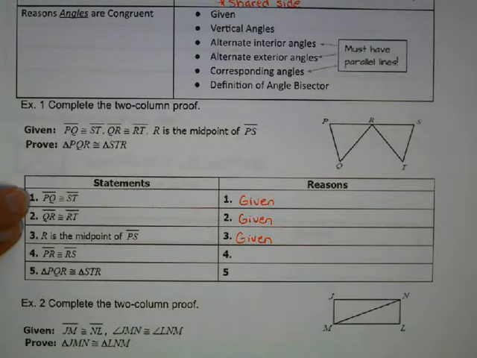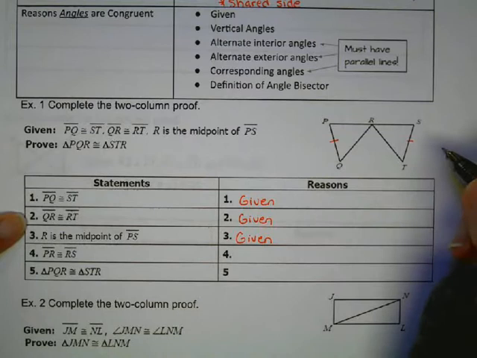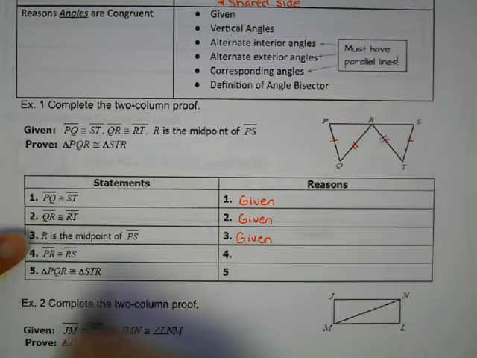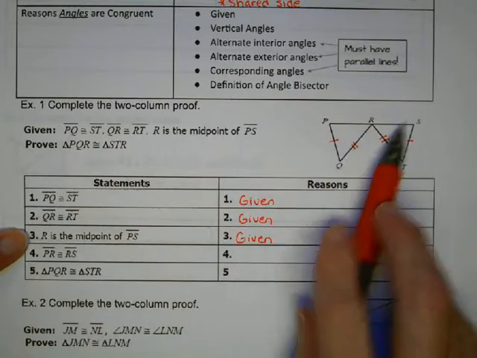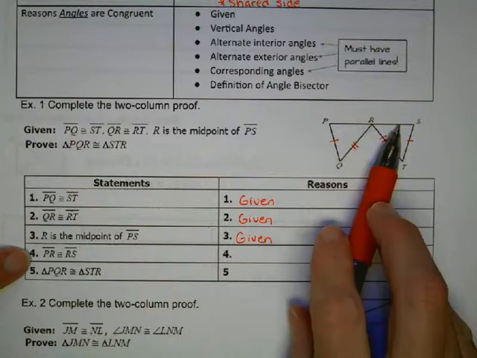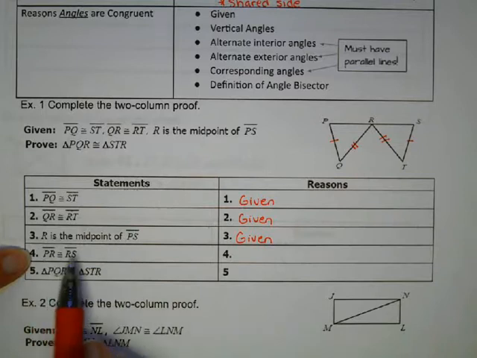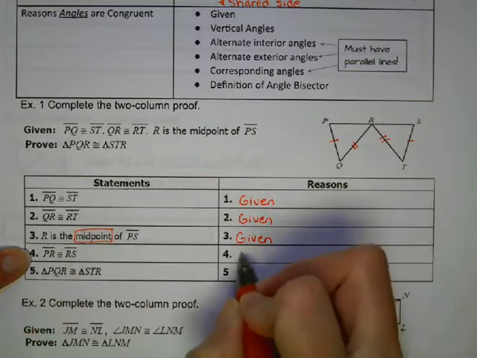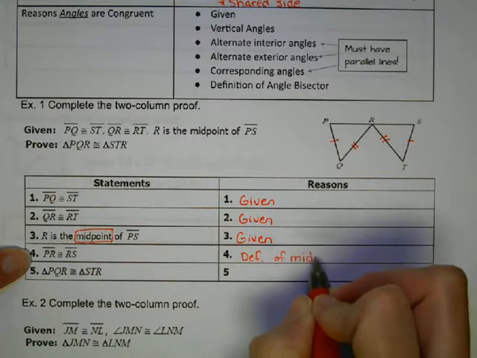So PQ in this picture is congruent to ST. QR is congruent to RT. And then they tell us R is the midpoint of PS. Well, if R is the midpoint, then we know these 2 segments are equal. So that's what they said: if R is the midpoint, then PR is congruent to RS. And remember, if it gives you a key word, we're going to say definition of midpoint. That is what a midpoint does. It makes 2 equal segments.